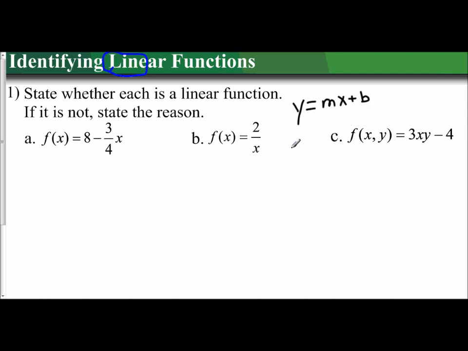So one trick to help some of you is ask yourself the question, can we manipulate the equation to look like slope-intercept form? So if I take a look, f of x, remember that's just a fancy way of saying y equals. We have 8 minus 3/4 x. I could use the commutative property and switch the positions. So you get negative 3/4 x and a positive 8. Now if I ask myself, does this look like slope-intercept form? It does. I have a slope of negative 3/4 and a y-intercept of 8.